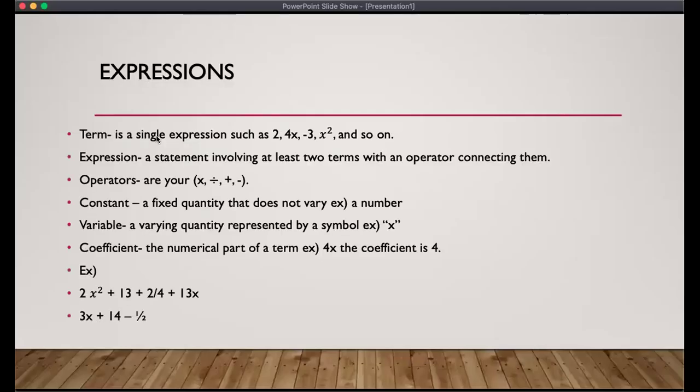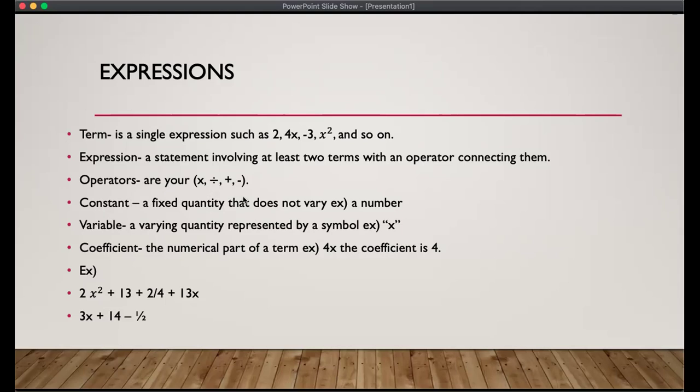Okay, expressions. A term is a single expression, such as 2, 4x, -3, x to the power of 2, and so on. So terms are just things like this, right? It could be a constant, it could be a variable, it could be an exponent. Expressions, though, are statements involving at least two terms. For example, these are expressions: 3x plus 14 minus 1/2, 2x squared plus 13 plus 2/4 plus 13x. All examples of expressions because they involve at least two terms separated by an operator, right? An operator is just a fancy way of saying your multiplication, division, addition, or subtraction signs.